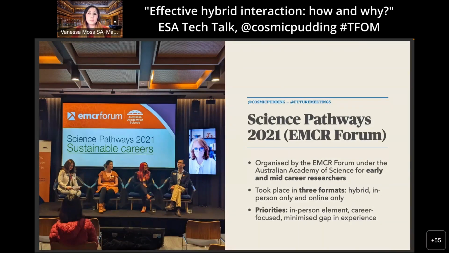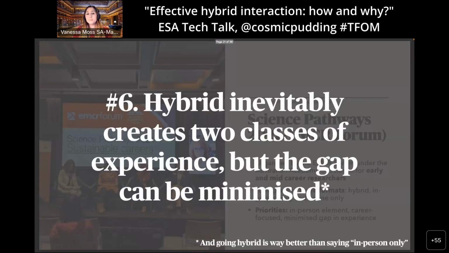So that's one of the examples of hybrid. We actually did a mixed mode. So we had a hybrid launch day, in-person only workshops and online only workshops and panels and things like that. Throughout that, we did have the in-person element, but we also made sure we minimized the gap in experience in hybrid. And I'll come back to that a little bit later.